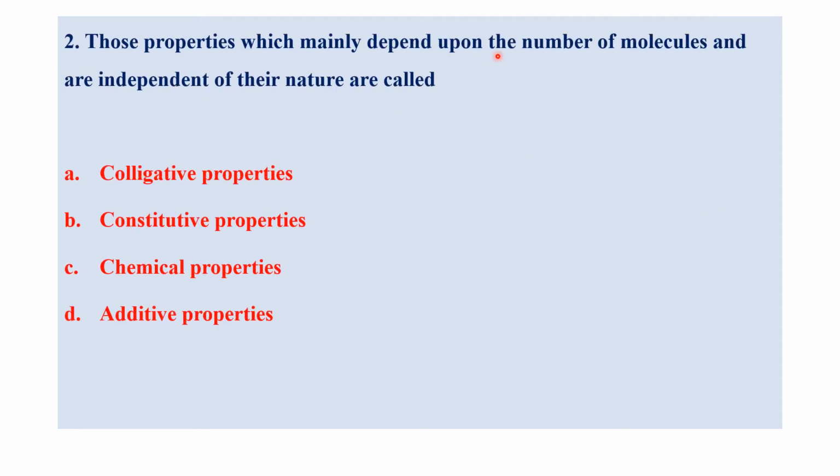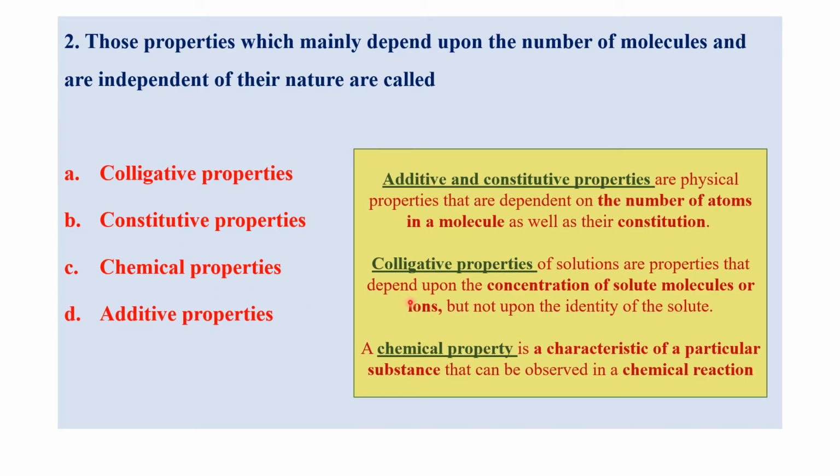Those properties which mainly depend upon the number of molecules and are independent of their nature are called colligative property, constitutive property, chemical properties, or additive properties. First, we will know about these terms. Additive or constitutive properties are those which depend upon the number of atoms in a molecule or their constitution. Colligative properties do not depend upon the nature of the molecule but depend upon the concentration. And chemical property is a property that is observed in a chemical reaction. So according to this definition, the answer to this question is colligative property.